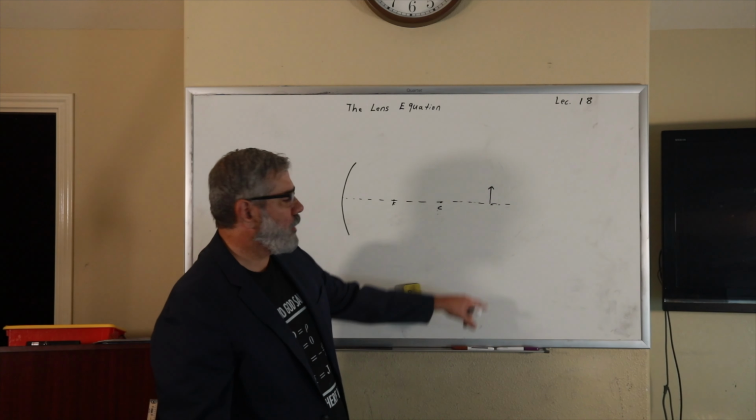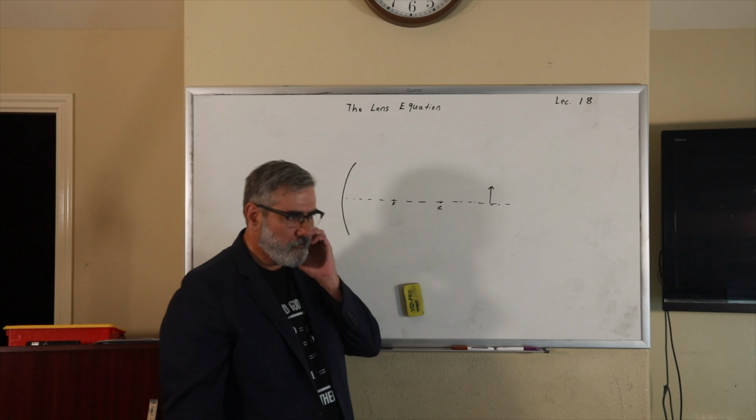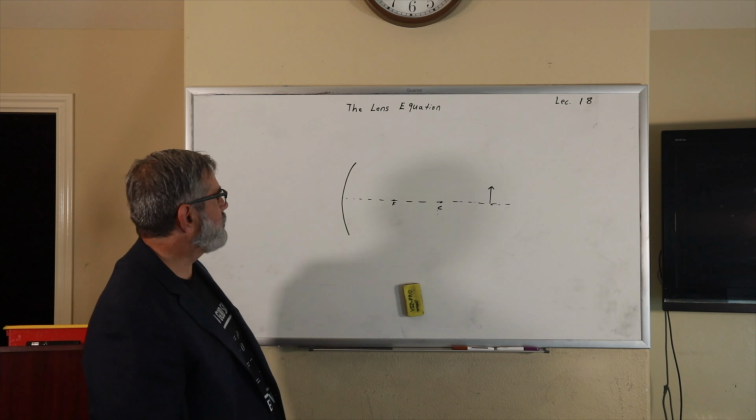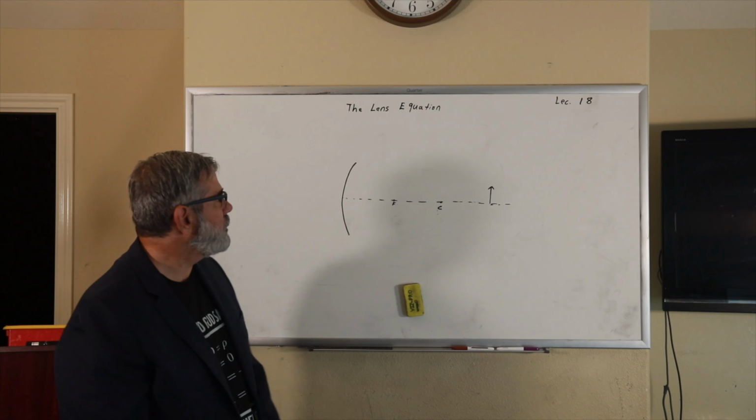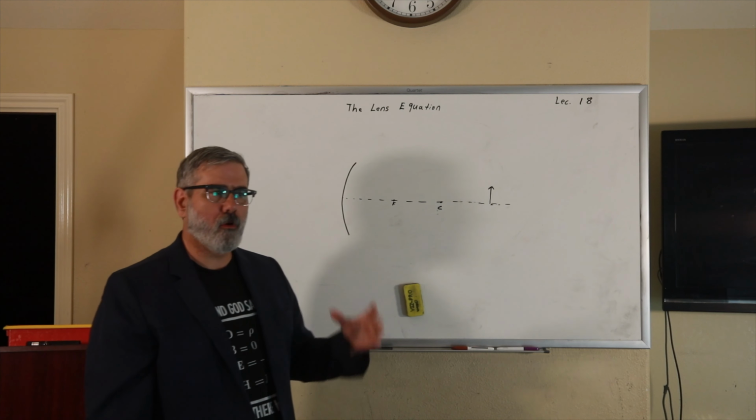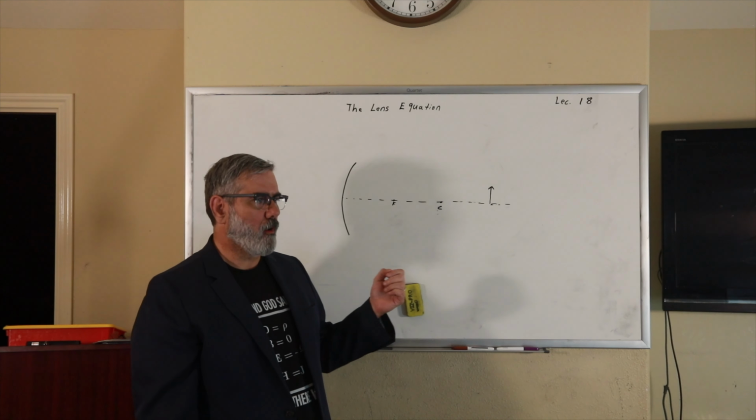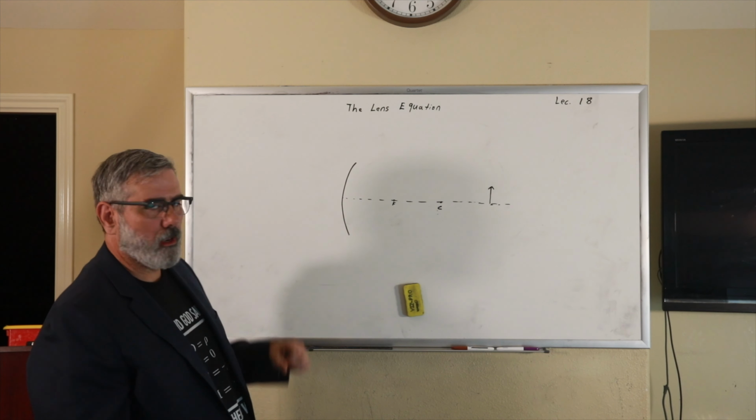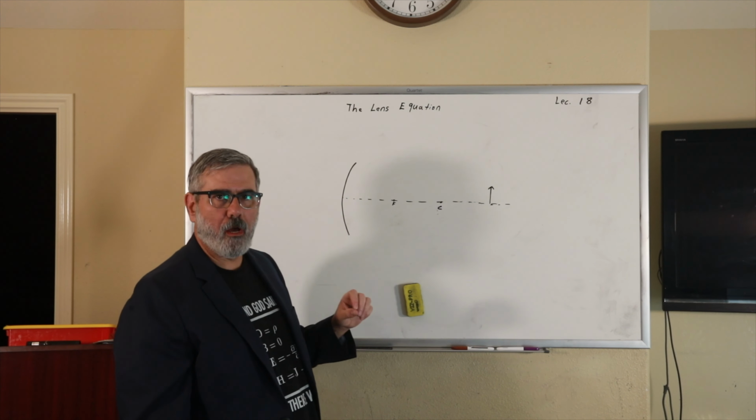All right, so for our final lesson on reflective geometrical optics and the law of reflection, we're going to talk about the lens equation for a spherical mirror. So why do we call it a lens equation? Because there's a focusing that's going on here, right?